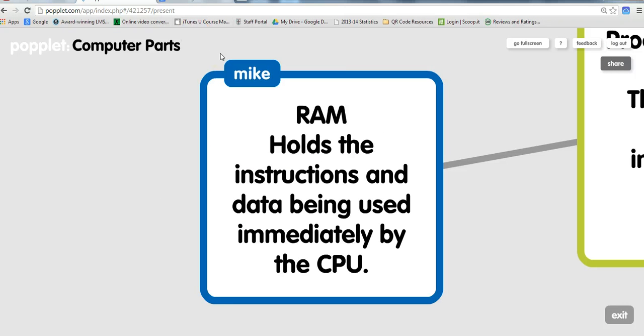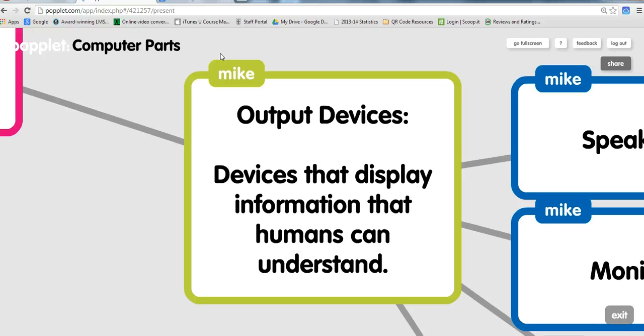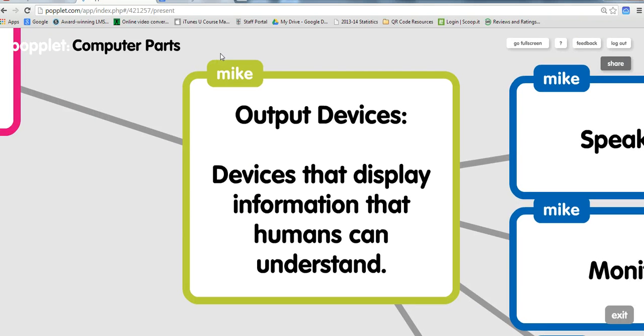So we input the data, it goes to the RAM, the CPU grabs those instructions and does whatever those instructions tell it to do. And once it processes it, then it has to show it to us. This category is called output devices. These are devices that display information that we humans can understand.